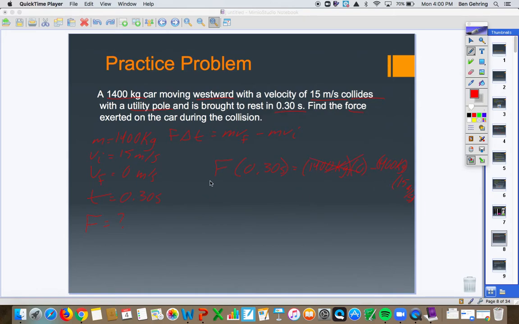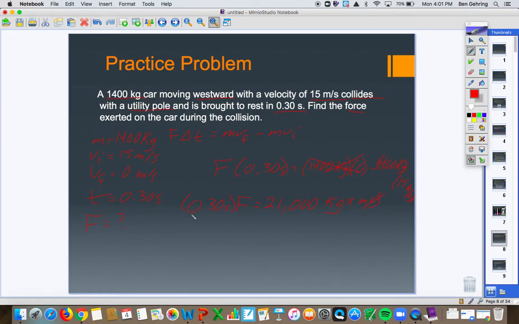So I'm going to get 0.30 seconds times F equals 15 times 1,400. So 1,400 times 15 is going to give me 21,000. And this is kilograms times meters per second.